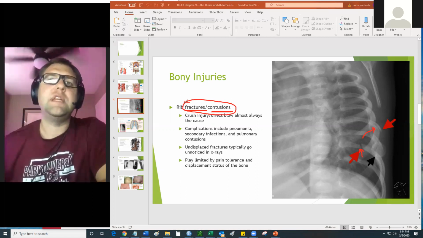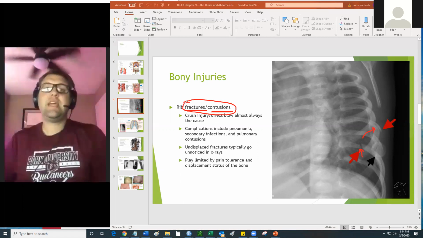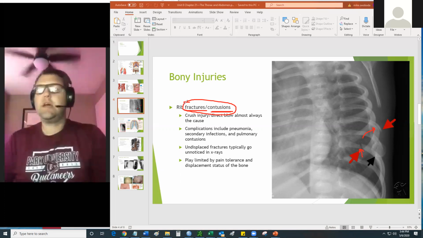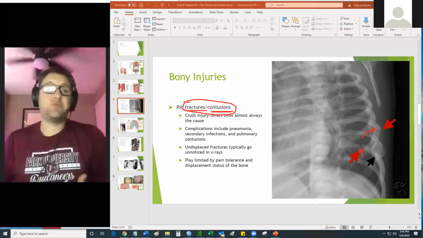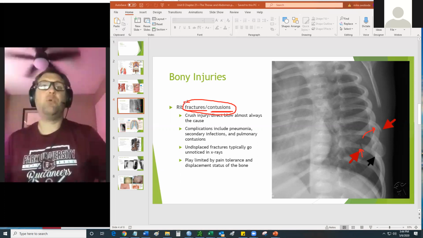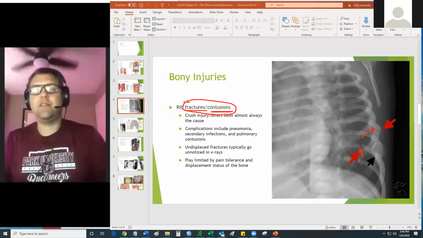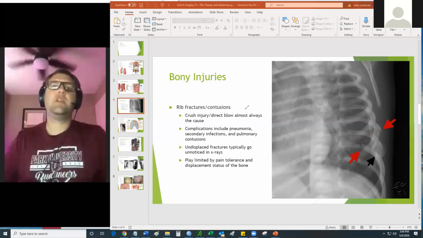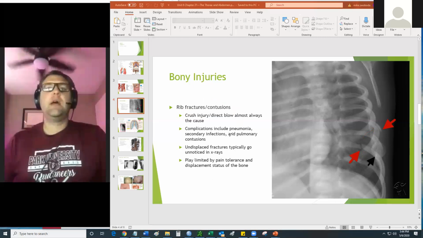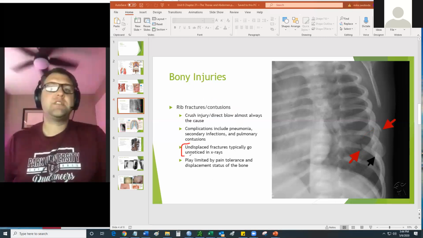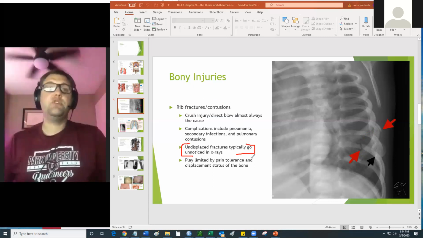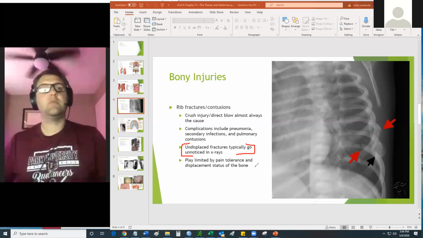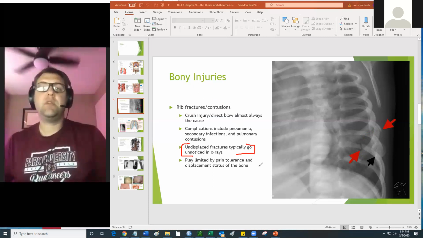For these, the only real way you're going to get these is if you get blunt force trauma to them. If you maybe sneeze really, really bad, you could potentially pull a muscle, but you're not going to break a bone or bruise yourself doing that. So these are primarily from contact injury. If you have an undisplaced rib fracture, this would typically not be seen in an x-ray. So if you just had a cracked rib, that potentially wouldn't show up at all.